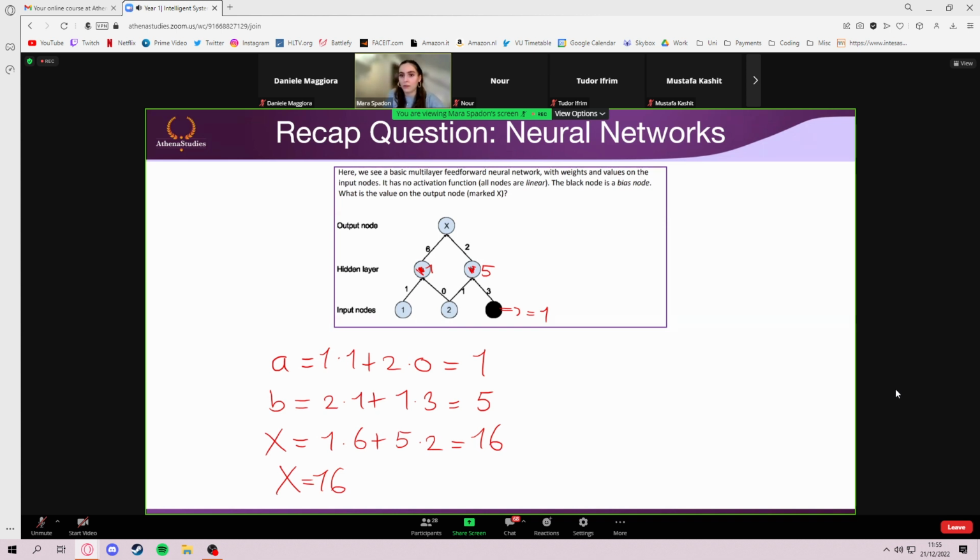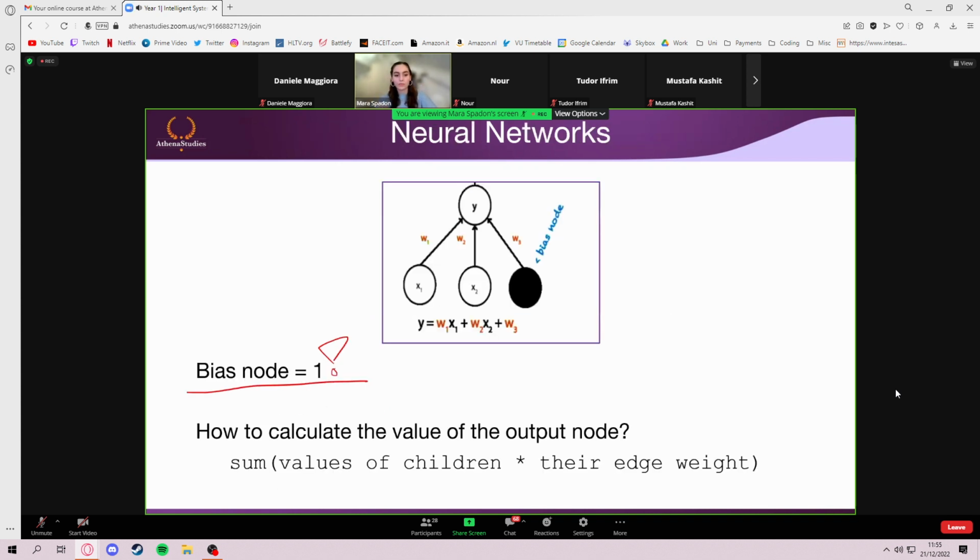Okay. So neural networks, usually these questions are pretty doable. Students don't really make a lot of mistakes with them. So just remember the formula and remember that the bias node is 1. That's all you need to know. You multiply the children by their weights, and that's it.